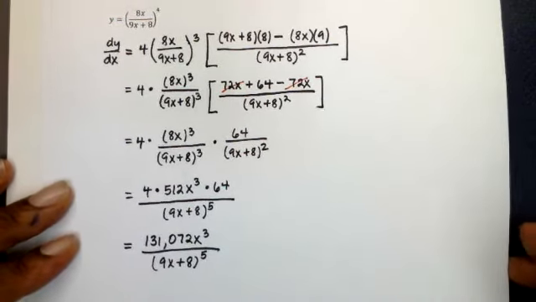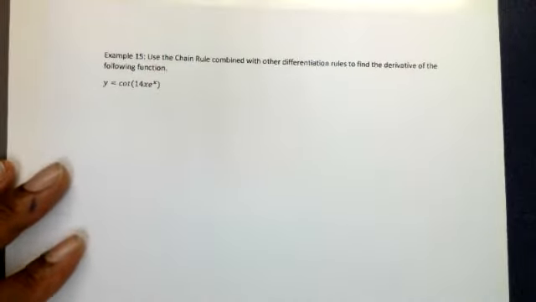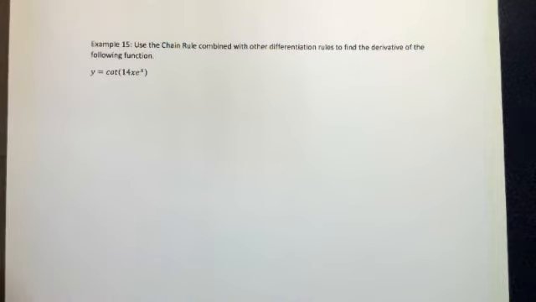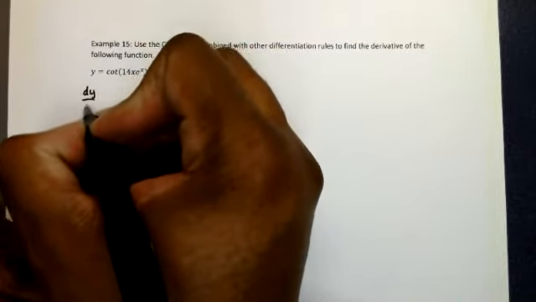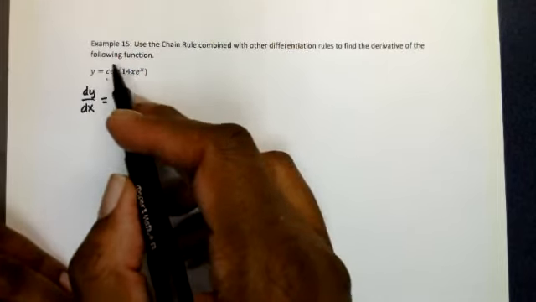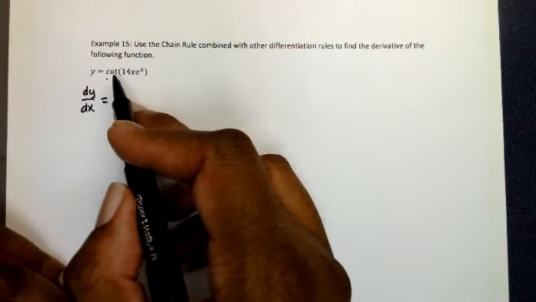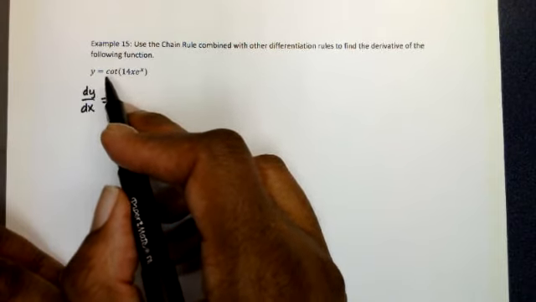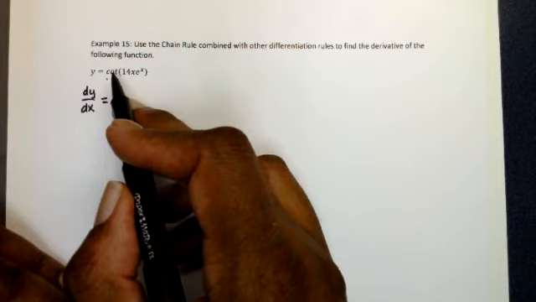All right, and finally, say I want to use the chain rule combined with other differentiation rules to find the derivative of this function. y is equal to the cotangent of 14x times e to the x. Now, we need to find the derivative of the cotangent. Back in section 3.5, we talked about the 6 trigonometric functions, and one of them is the derivative of the cotangent of an angle.